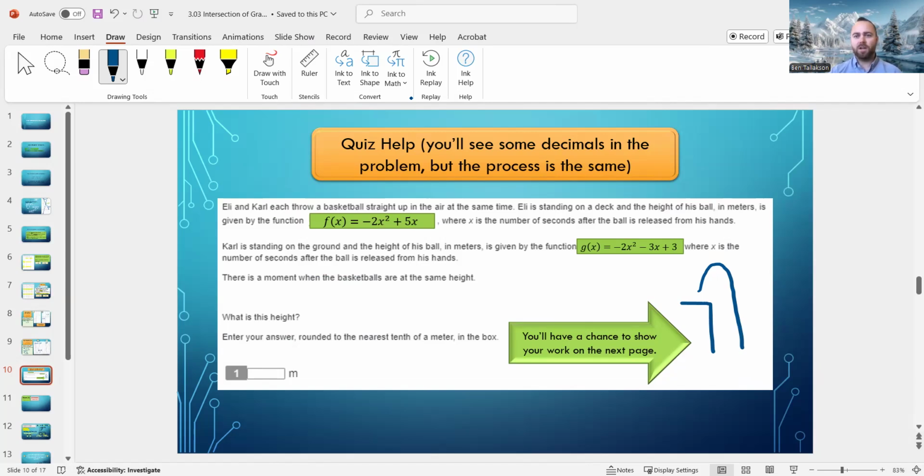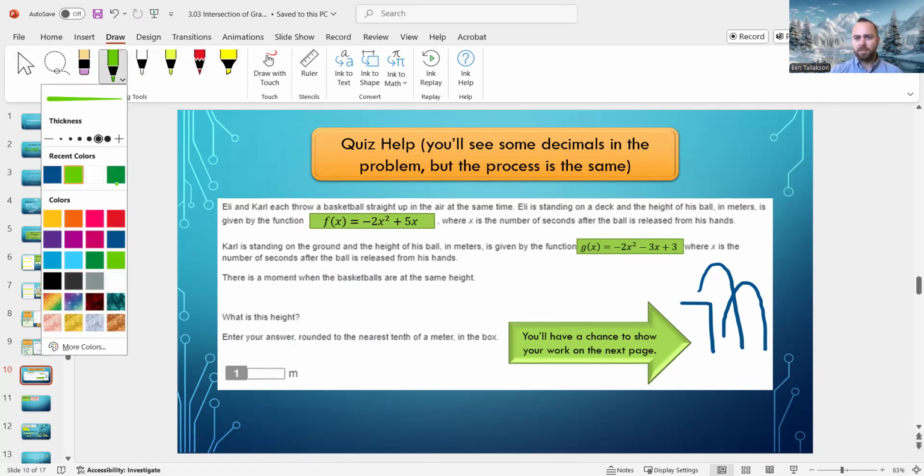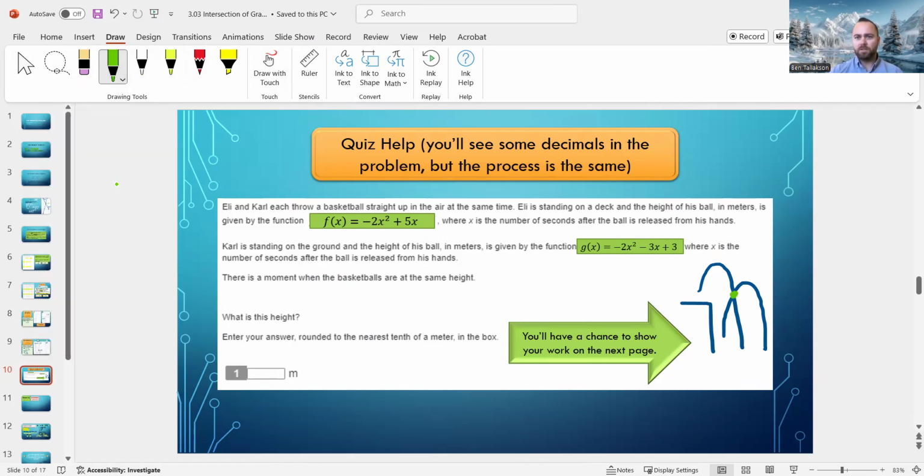Carl is standing on the ground down here, and the height of his ball in meters is given by this function. Again, a negative parabola. That's going to go something like this. So once again, we're trying to find that key point where they touch. Again, x is the number of seconds. It's important that that's the same unit of measure. So this is related.